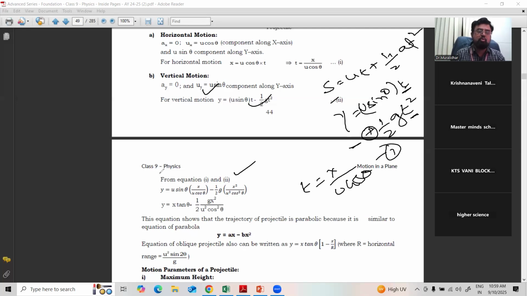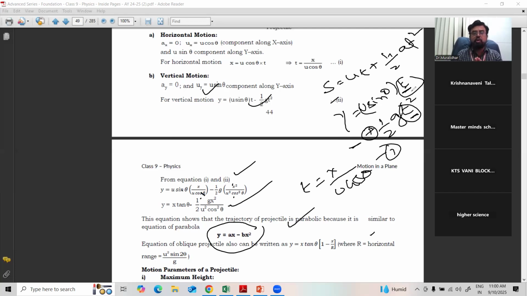From 1 or from 2, whatever it may be, in place of t, if you substitute x by u cos theta, we get x by u cos theta whole square. That's x square. So we got y is equal to x sin theta by cos theta, which is nothing but tan theta. So we got the equation y is equal to x tan theta minus 1 by 2 g x square by u square cos square theta, which is in the form of y is equal to ax minus bx square. The trajectory of a projectile is a parabola. This is the formula for the parabola as per your mathematics, right?